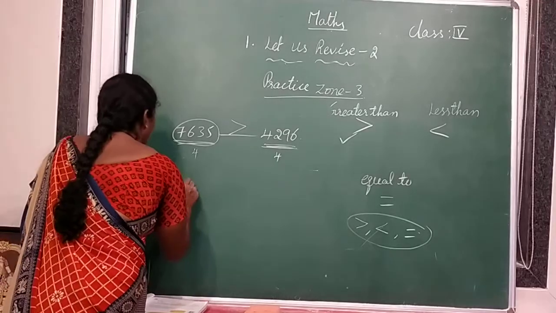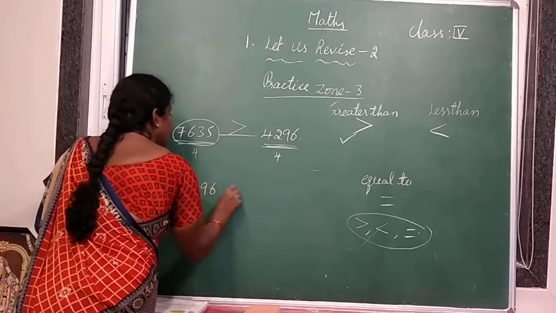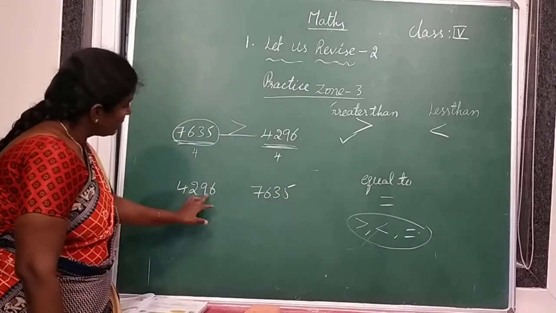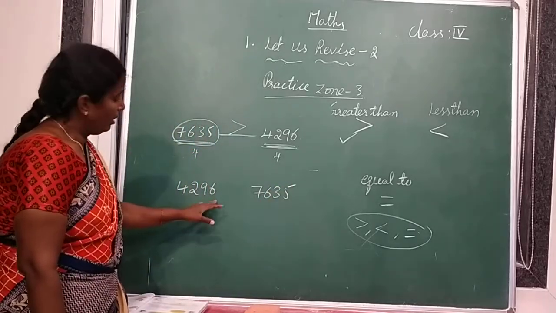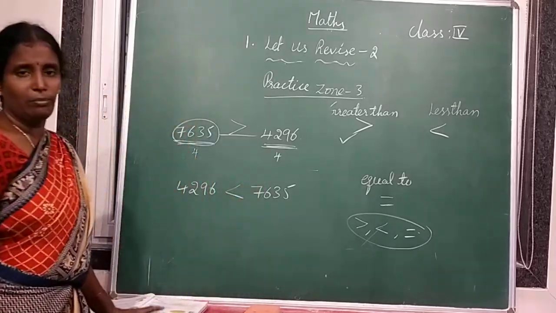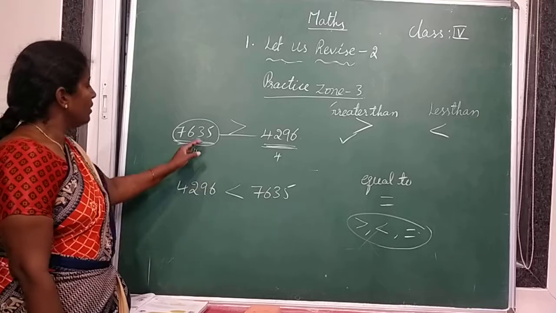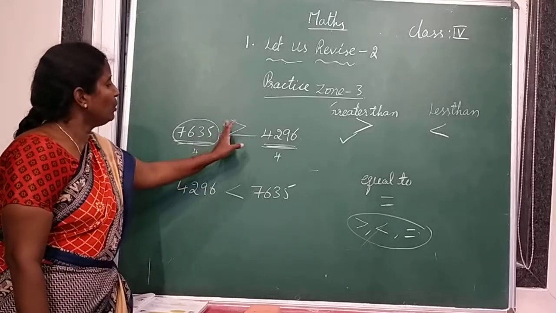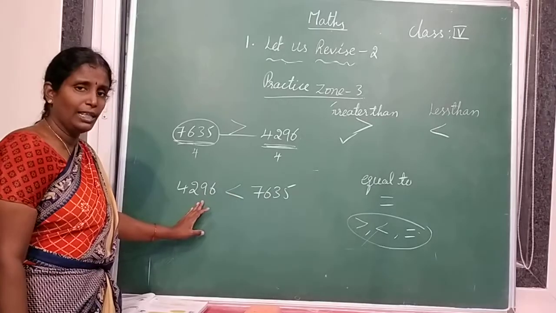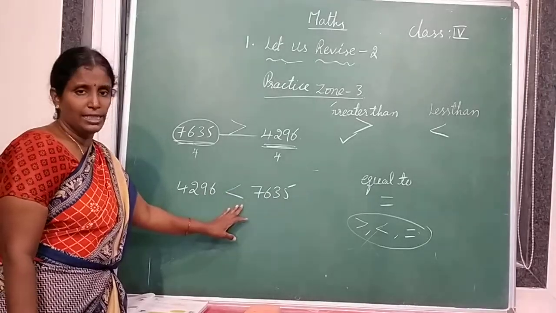And 4296, 7635. Here first number is smaller. If first number is smaller, then we have to use less than symbol. Understood? If the first number is greater, then we use greater than symbol. If first number is smaller, then we use less than symbol.